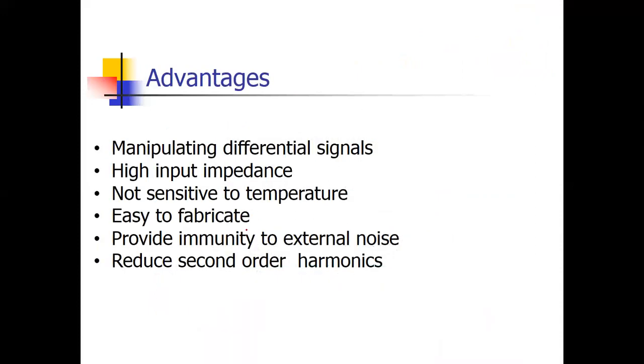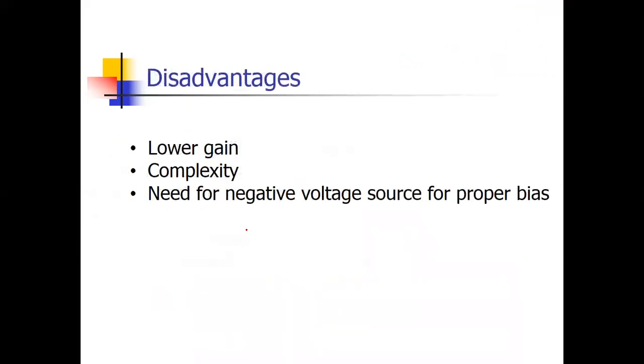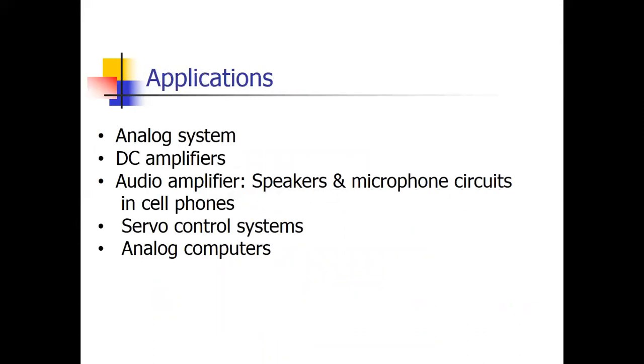Advantages: manipulating different signals, high input impedance, not sensitive to temperature, easy to fabricate, provides immunity to external noise, reduces second order harmonics. Disadvantages: lower gain, complexity, need for negative voltage source, performance. And these are the different applications: analog systems, DC amplifier, audio amplifier, servo control system.